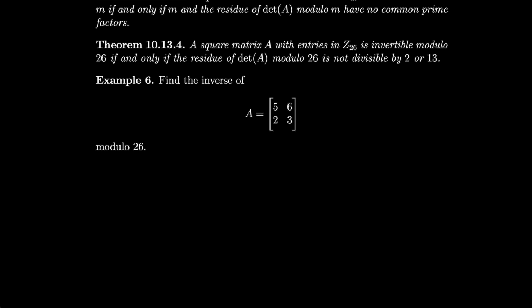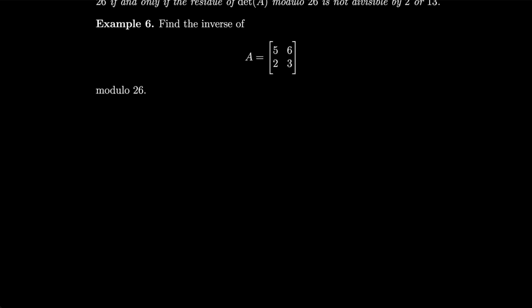Let's find the inverse of this matrix A modulo 26. As we've seen previously, we can find the inverse of a 2 by 2 matrix by taking 1 over the determinant, so that would be 1 over ad minus bc, times, well, we switch a and d, so we get d, a, and then we make b and c negative.